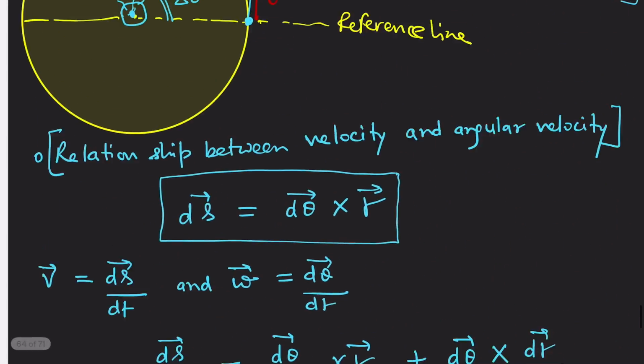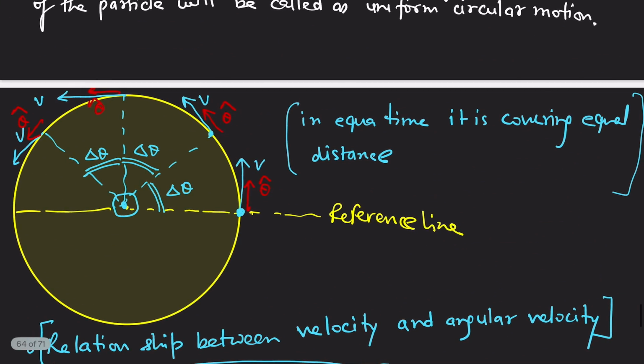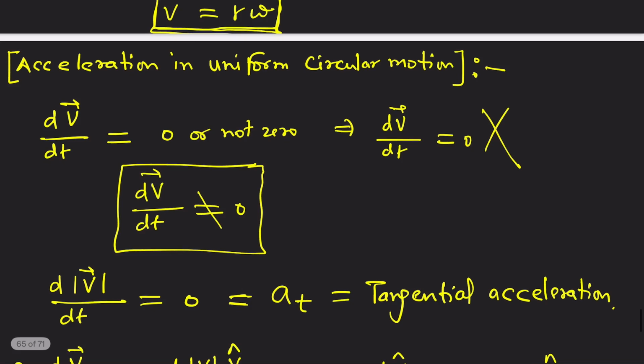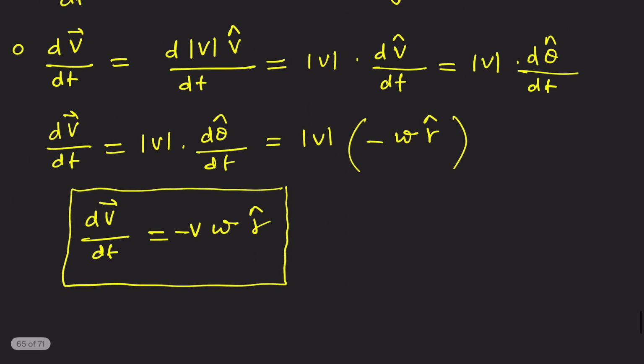If you see, the r cap direction is always in this direction. This is the r cap direction. Here r cap, here r cap. So minus r cap direction will be like this. So the acceleration that we are getting here mathematically is nothing but it is coming towards the center.